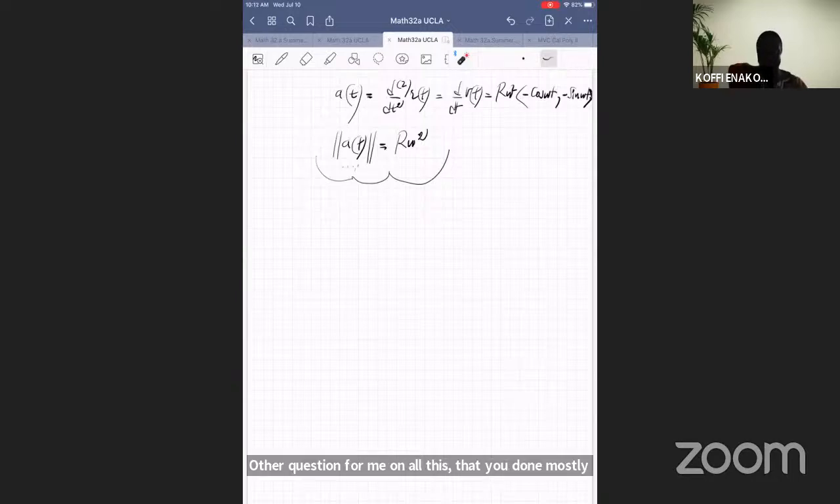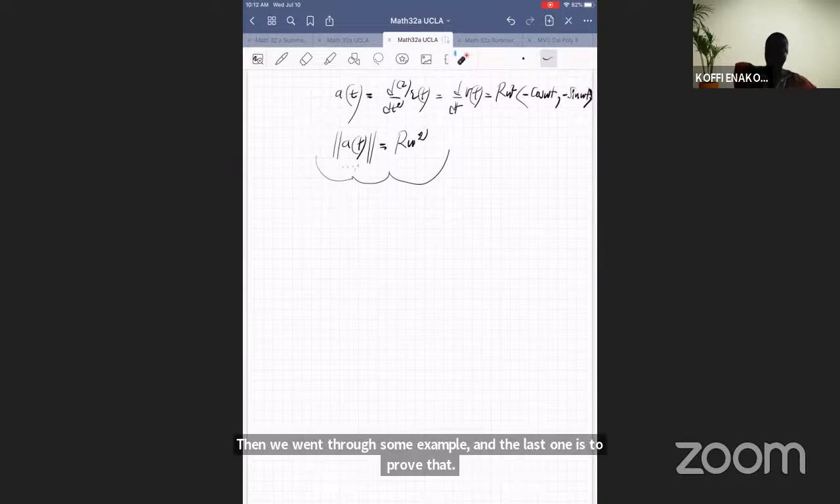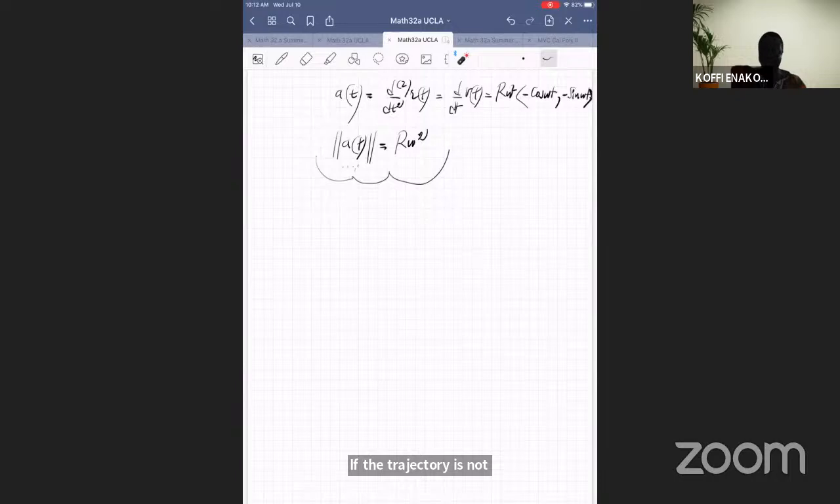Let me summarize that. We said that if a position vector of a motion is given by its components, then the derivative of such position vector is the velocity. The second derivative is the acceleration. Then we went through some examples. The last one is to prove that if the trajectory is not a rectilinear one, then there are some motions for which a constant speed does not imply that the acceleration is 0. Those are the demonstrations that I did previously.